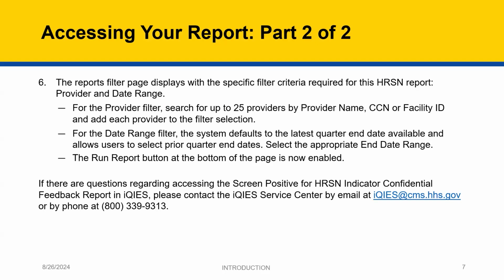For the date range filter, the system defaults to the latest quarter end date available, so you can select prior quarter and end dates if preferred. Select the preferred end date range. Once you have entered these 2 required filter criteria, you will be able to select the Run Report button at the bottom of the page, and the report will be generated.